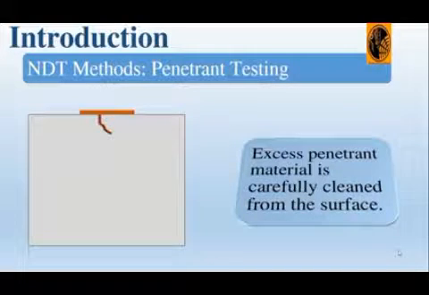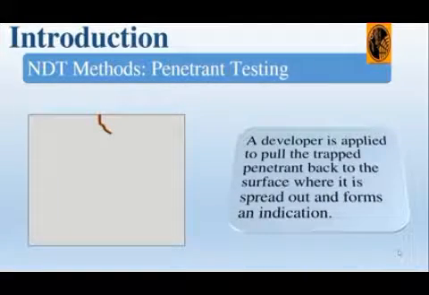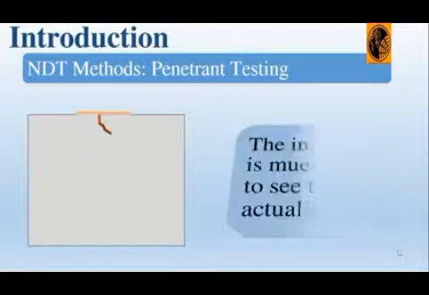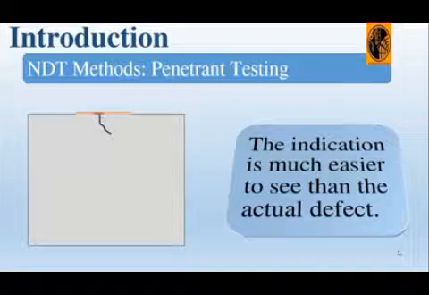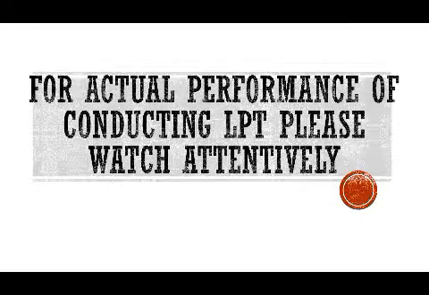The developer is then applied to the material. This is used to pull the trapped penetrant back to the surface where it is spread out and forms an indication. The indication is much easier to see than the actual defect. For actual performance of conducting LPT, please watch attentively.